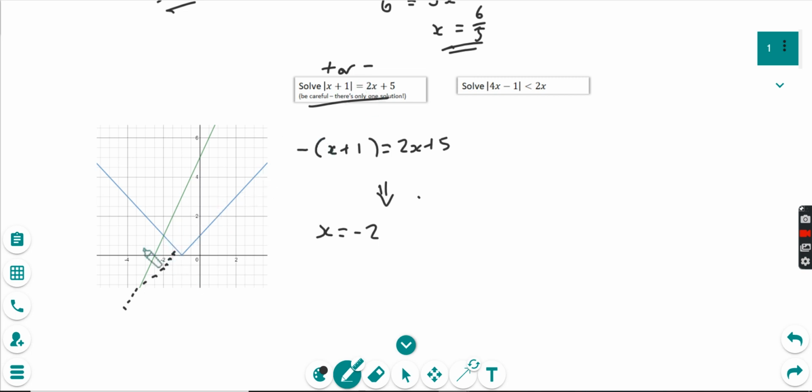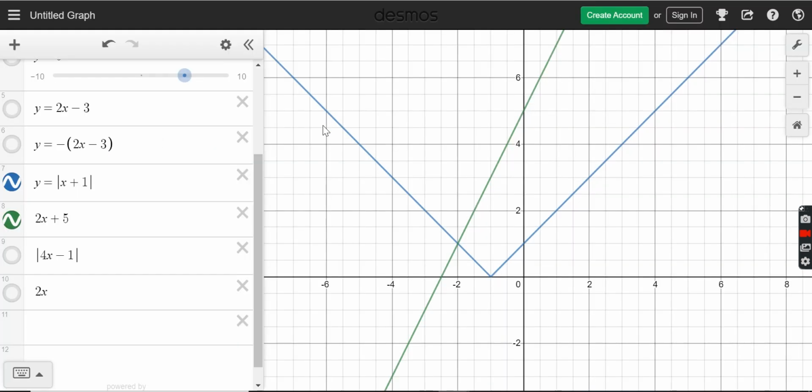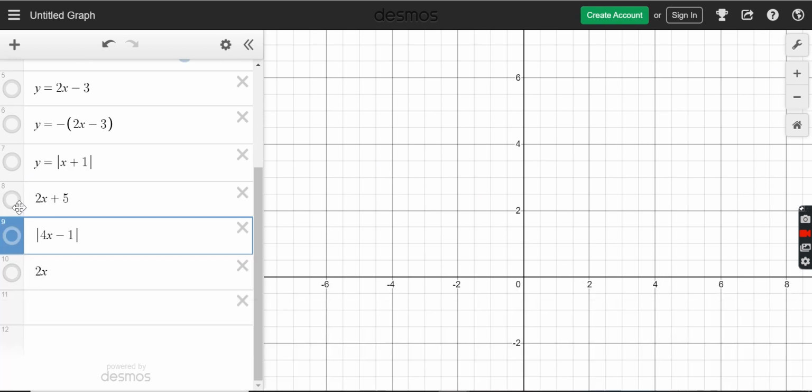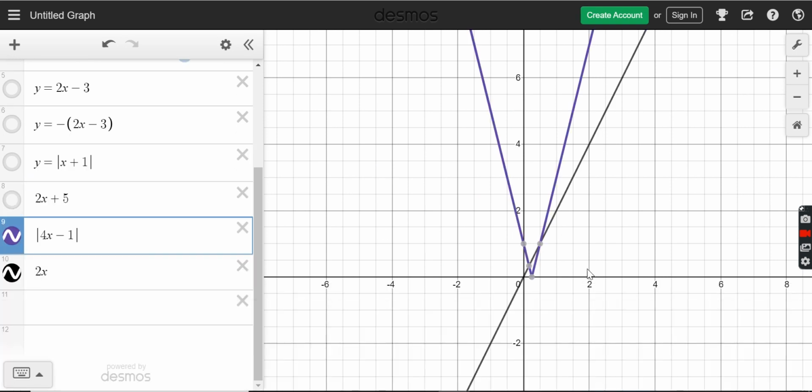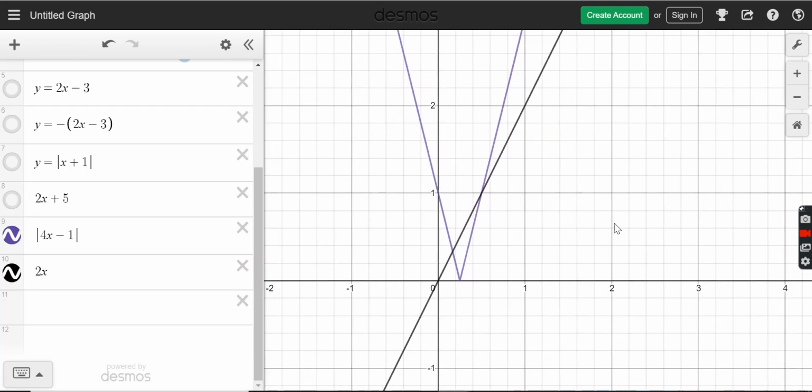So the positive case, if you solve the positive case, that's actually not going to be a solution, and you can see it by drawing it. There's no need to make it any more complicated. Next part here, solve where this is less than this. Again, we do the same thing. So what does it look like? It looks like this.